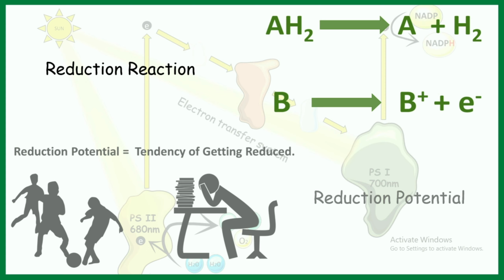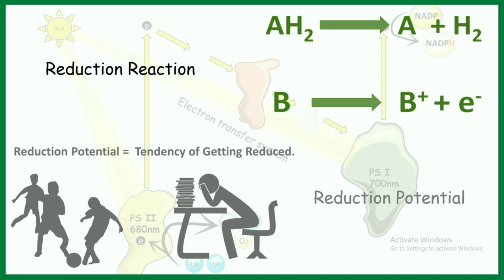According to the classical concept, oxidation means removal of hydrogen or hydrogen-like molecules from a molecule. So if hydrogen is removed from AH2, then we can say that AH2 has been oxidized into A. The electronic concept says if an electron is removed from a certain molecule, then that molecule is said to be oxidized. In the second reaction, we clearly see that B is undergoing oxidation and it is getting oxidized into B positive monovalent ion.